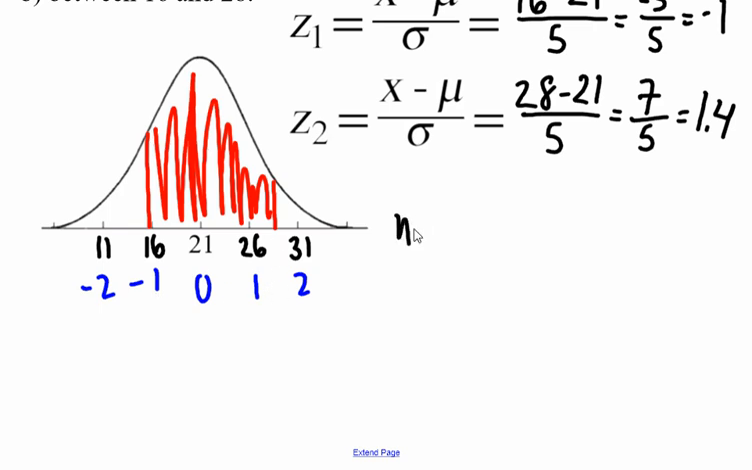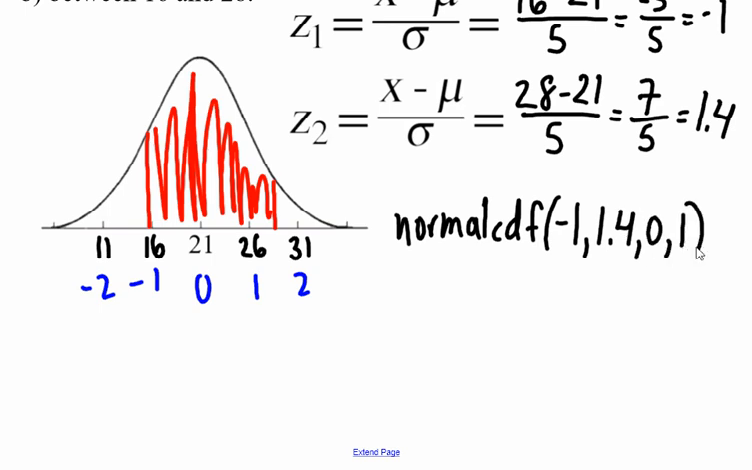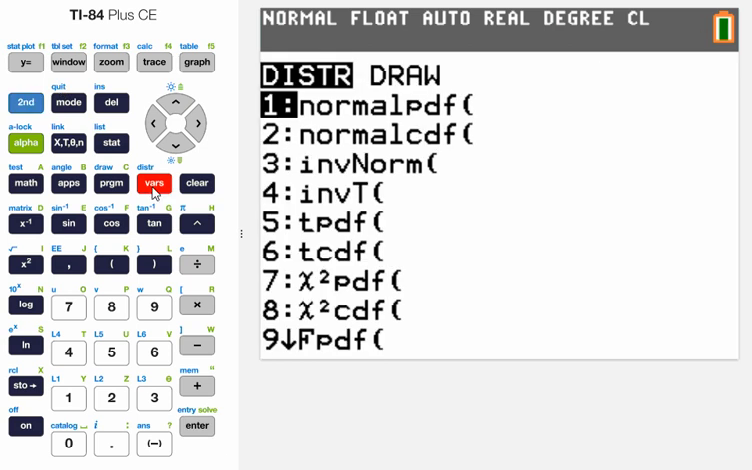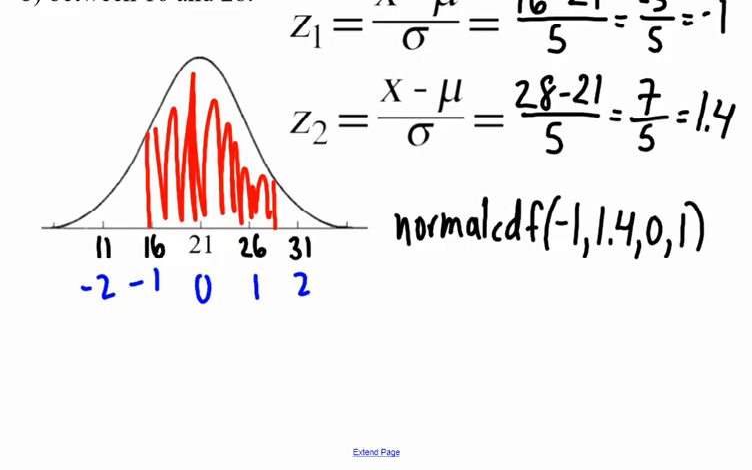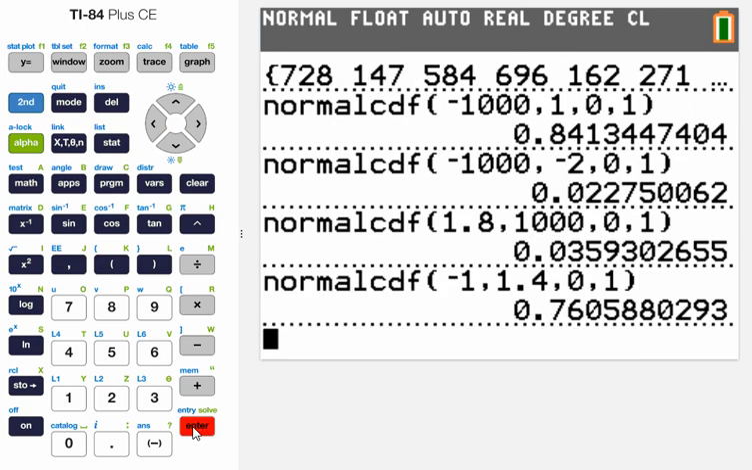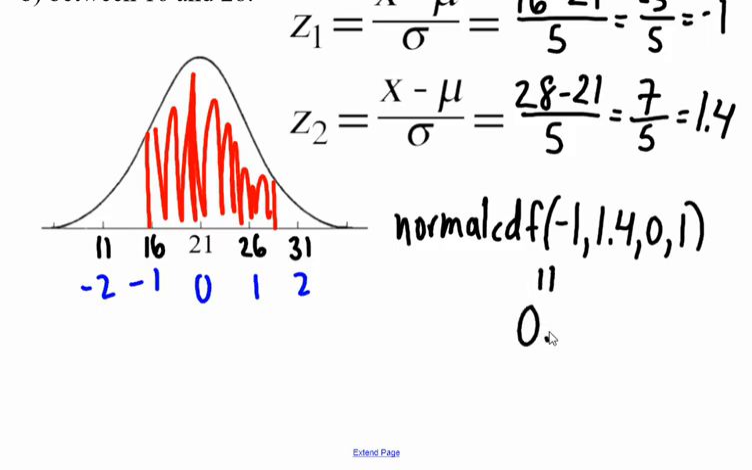So normal CDF. Lower is negative 1, upper is 1.4. My mean is 0, my standard deviation is 1. So we said lower is negative 1, so negative 1 up to 1.4 standard deviations with a mean of 0. Standard deviation is 1 because it's a standard normal. And the probability of being in between those two scores is a 76% likelihood, 0.76.